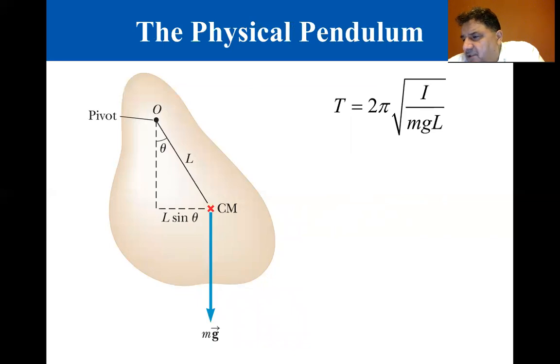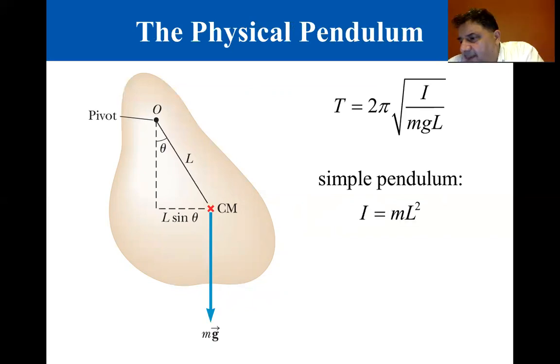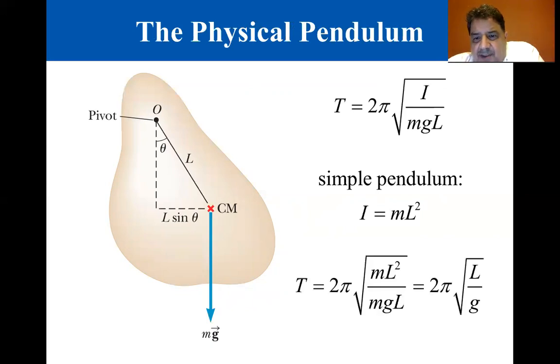As a check, let's take a look at the special case of a simple pendulum with an arm length L and a negligible mass. The moment of inertia is I equals mL squared. Substituting into our equation for the period, we get the expected result.